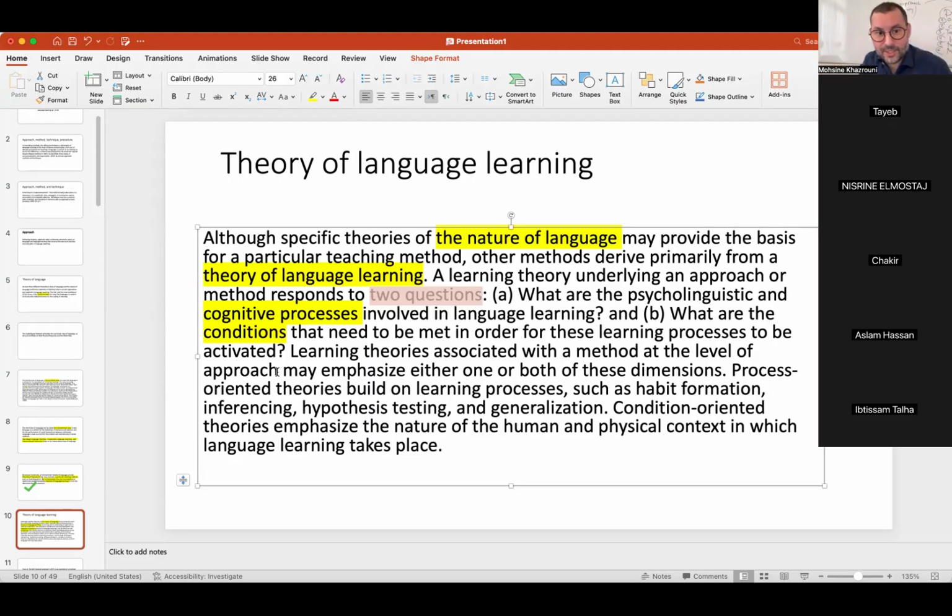And number two is conditions. I have explained the conditions. So you need to create conditions for learning. As a teacher, you need to provide conditions. And then we have two things. Number one, process, and number two, simply conditions or context. What's the context? What's the environment? If you have any questions, please let me know.